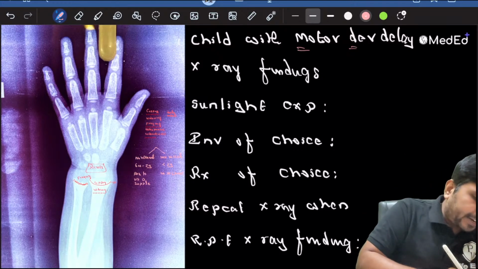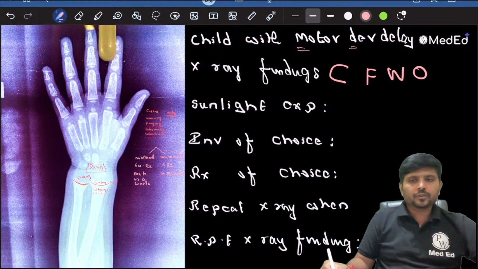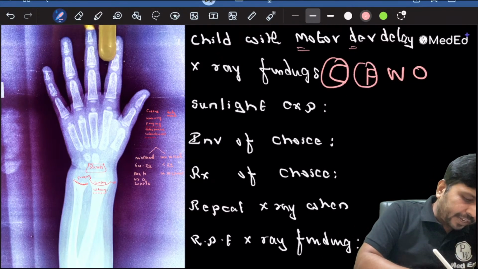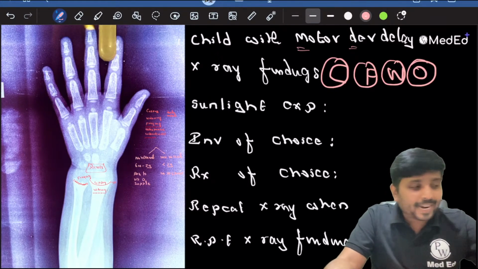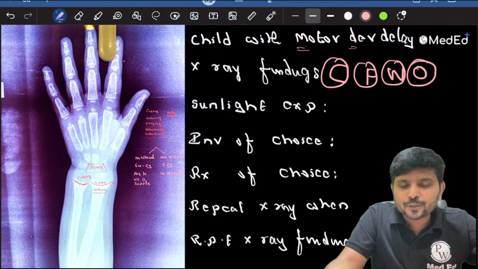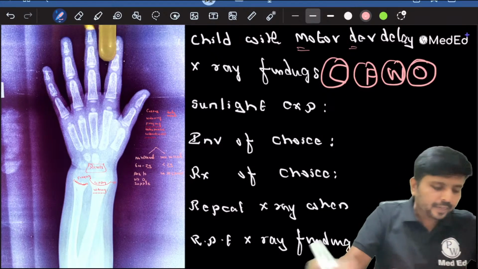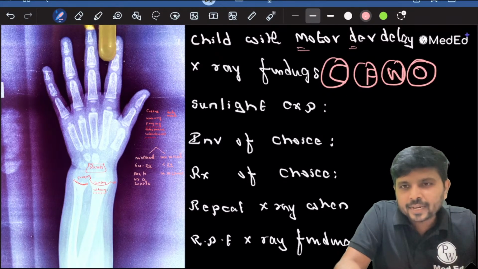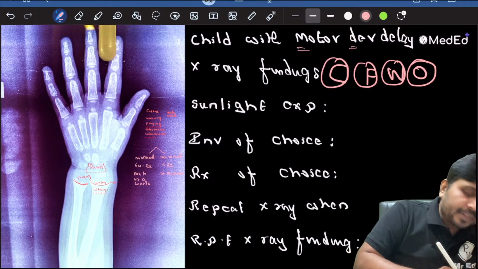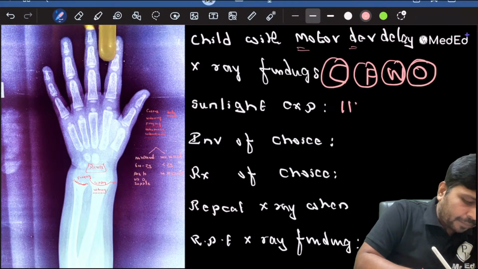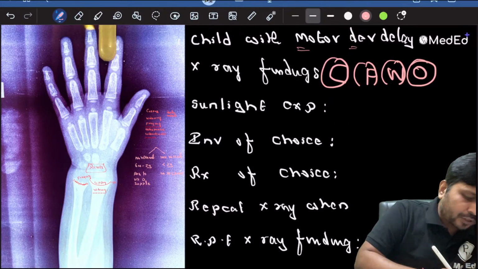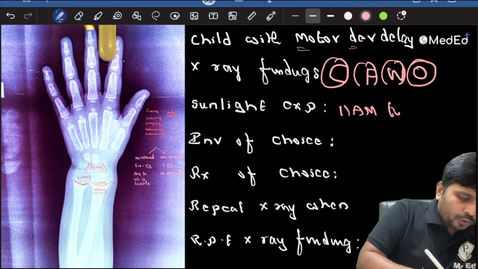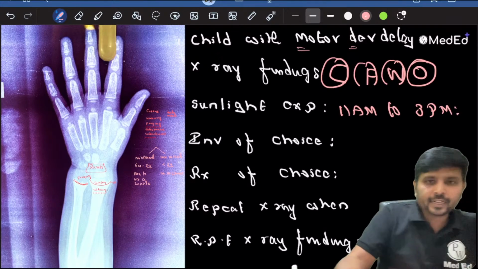What are all the X-ray findings? Cupping, fraying, widening, osteoporosis. So I repeat, cupping, fraying, widening, osteoporosis. Okay. Can anyone tell me what is the ideal sunlight exposure to get a good vitamin D? The ideal exposure is 11 a.m. to 3 p.m.